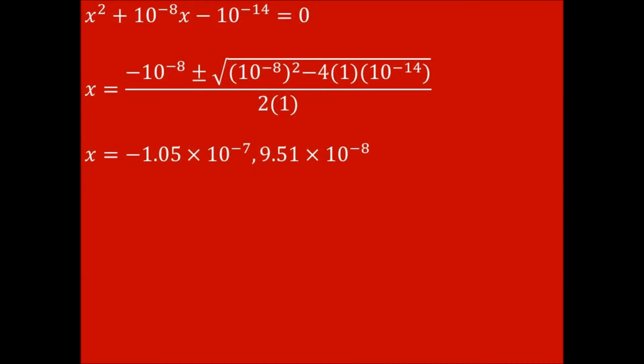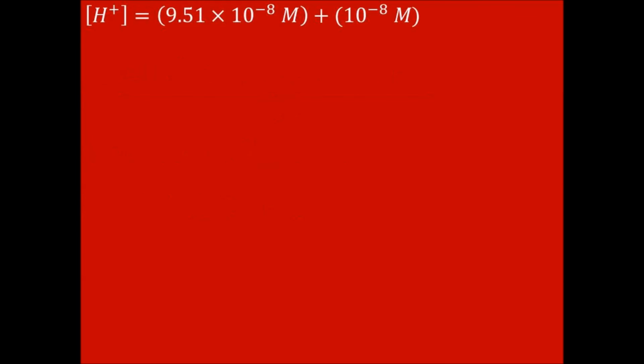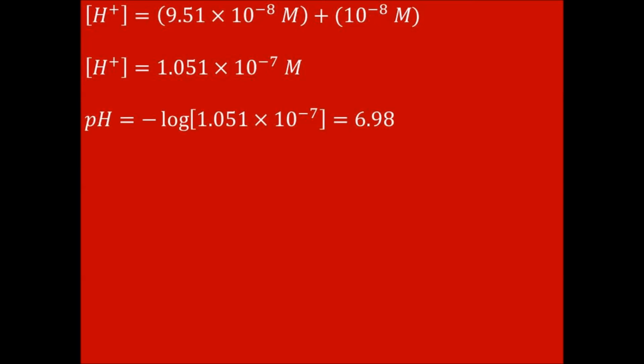We can't have any negative concentrations, so X, the concentration of hydroxide, equals 9.51 times 10 to the negative 8 molar. We determined earlier that the concentration of hydrogen is X plus 10 to the negative 8. Plugging in our value for X, we get 1.051 times 10 to the negative 7 for our concentration of hydrogen. Taking the negative log of this, we get a pH of 6.98. Very slightly acidic, which makes sense because the acid is very dilute.